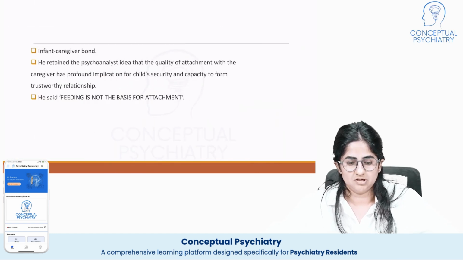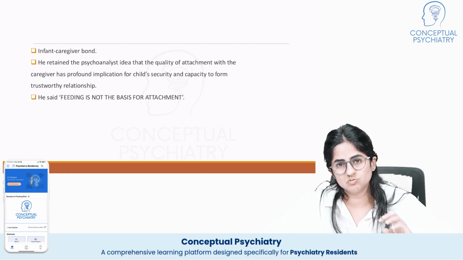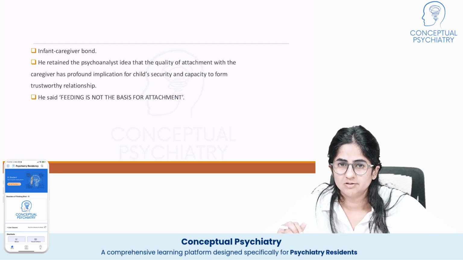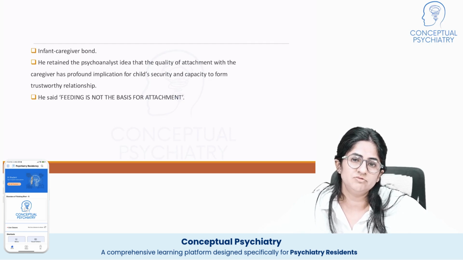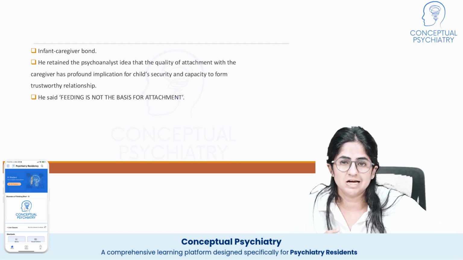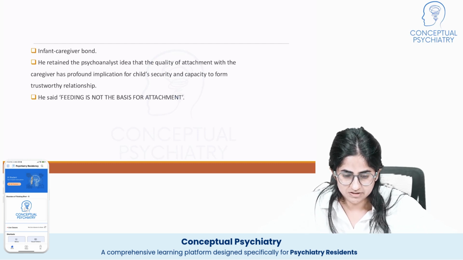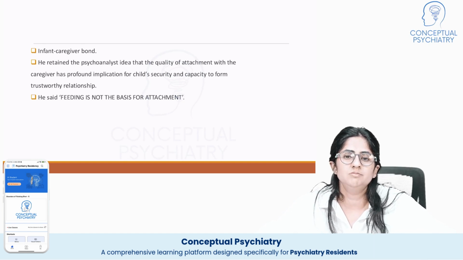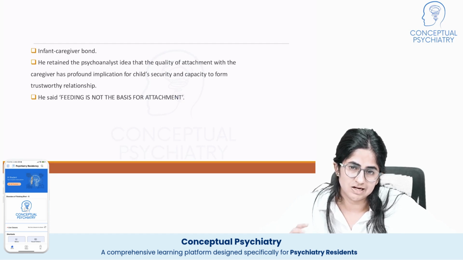In his ethological theory, he recognized the infant's emotional tie to the caregiver as not only the basis of forming an attachment, but also what actually promotes the survival of the child in both an emotional and psychological way. He also emphasized the infant-caregiver bond, right? And along with that, he retained the psychoanalysts' idea that the quality of attachment continues to be very important to form stable relationships. He in fact re-emphasized that feeding is not the basis of attachment, right? There are other factors that come into play when attachment is concerned.